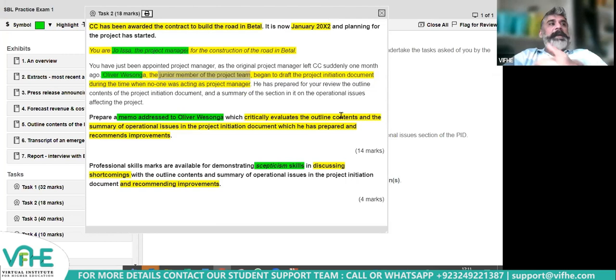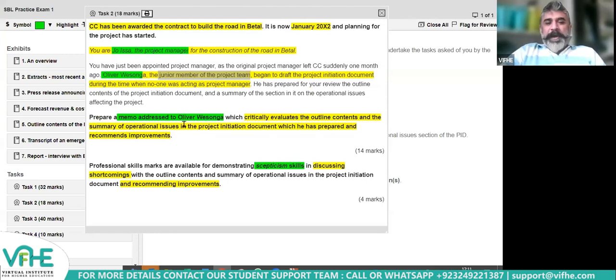Understood? Now, tell me one thing. This junior member of the project team has prepared the project initiation document. Would you expect any errors or omissions? What do you think? Yeah, I would assume that, because he's a junior member, there might be some errors or omissions. All right.